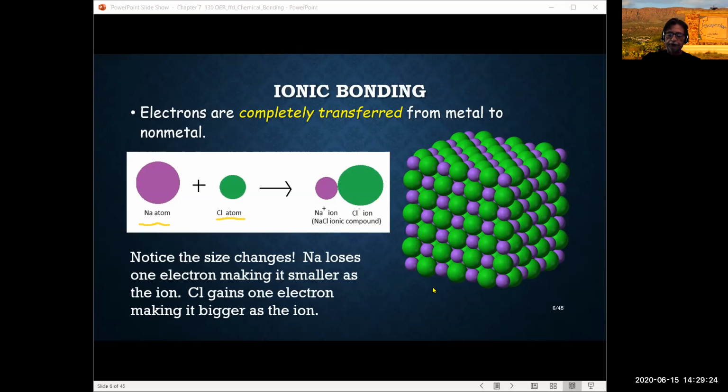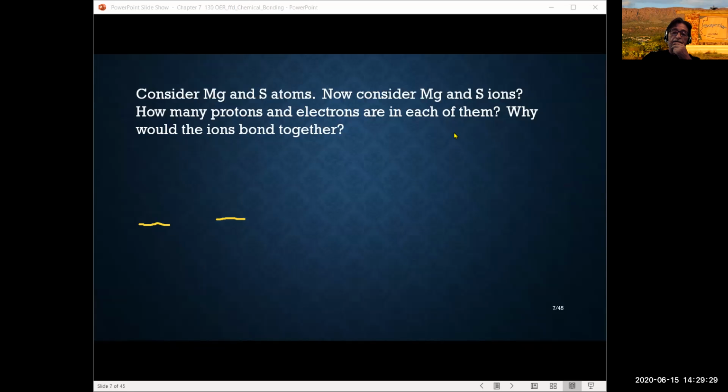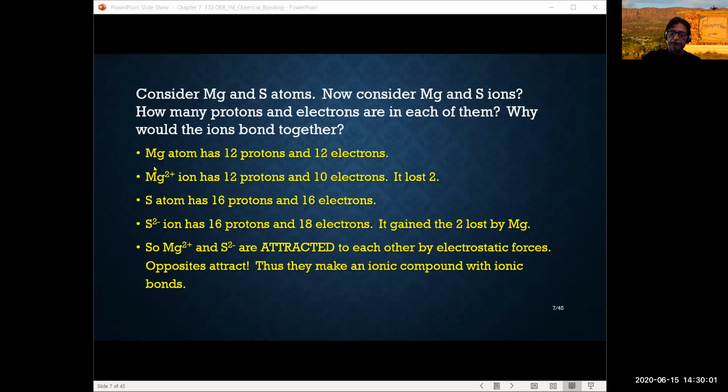Okay, and there's some information about the size. All right, let me clear this up. Now, consider the magnesium and the sulfur atoms, and then consider the magnesium and the sulfur ions. The question is how many protons and electrons are in each of them, and then why would the ions bond together? That's the second question. So let's take a look at magnesium.